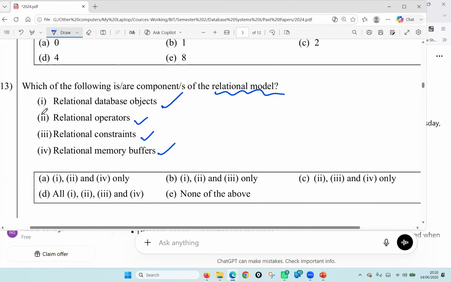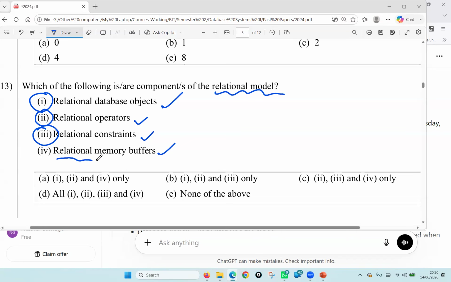So I'll go for relational operators. Maybe relational database objects like relations, relationships, and so on. Do we have 1, 2 only? No, you don't have 1, 2 only. Then maybe I will take 3 also, relational constraints. Okay. Like primary key constraint, referential integrity constraints, entity integrity constraints.